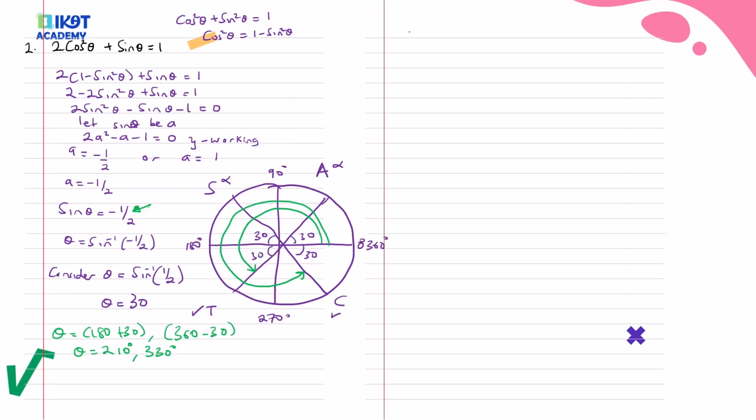Okay. Now let's continue and say, how about when a is 1? Now this is somehow tricky. I'm going to talk about it now. When a is 1, what does that mean? Sine theta is equals to 1. So I come and say theta is going to be sine inverse of 1. So what is theta? This is going to be sine inverse of 1, which is 90.